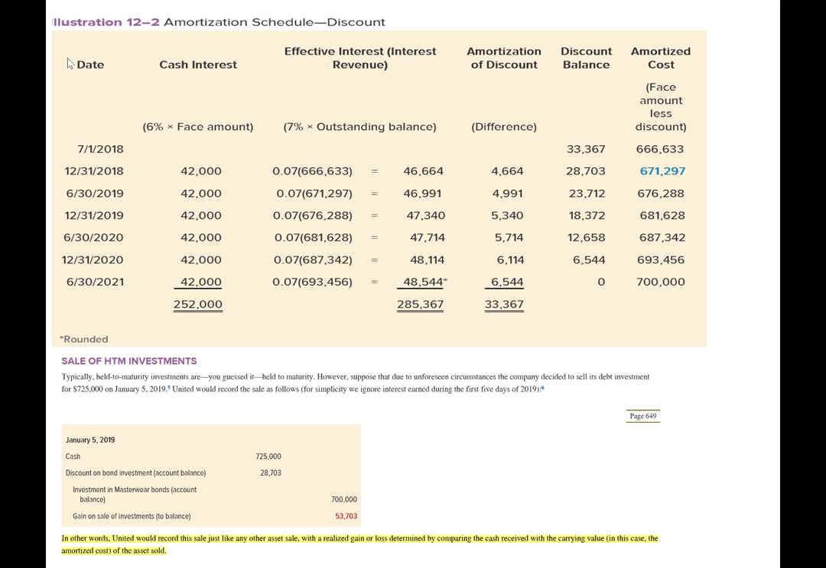And then the gain is going to be the difference between the $671,297, the carrying amount, and what you sold it for, which was what? They sold it for $725,000. The carrying amount of the investment was what? $671,297. That's a difference of how much?